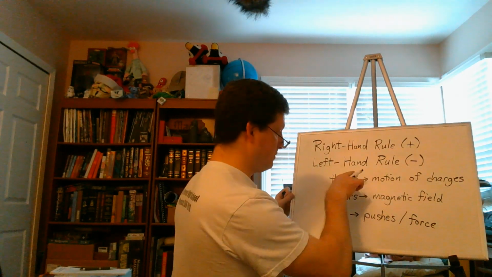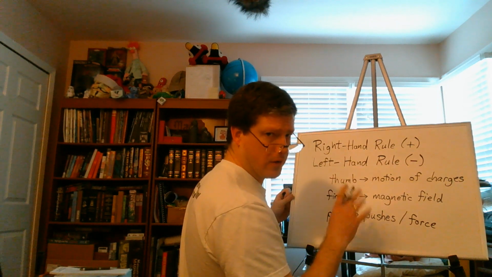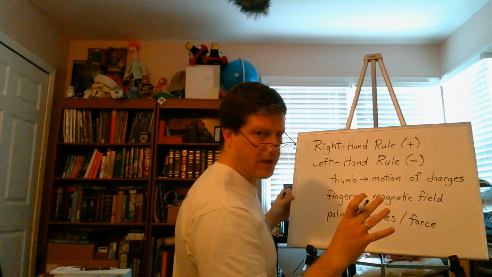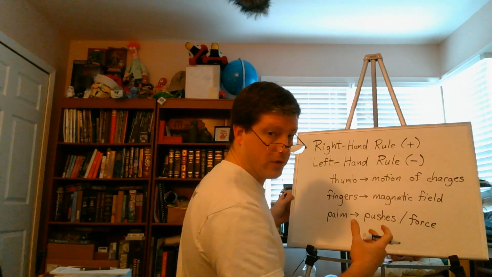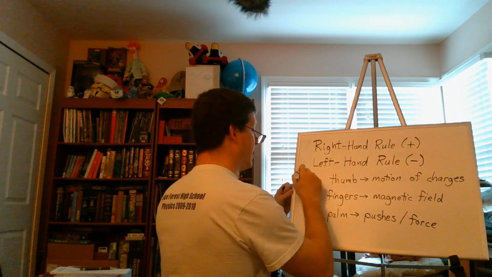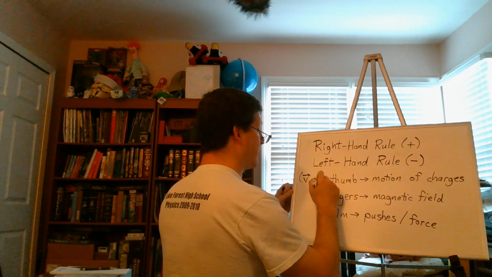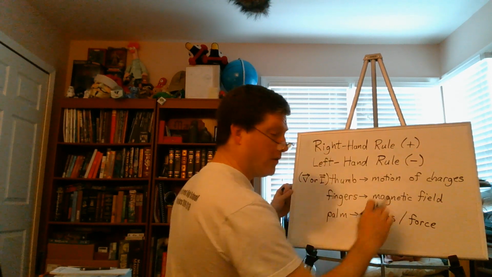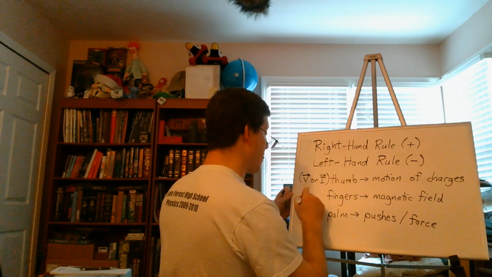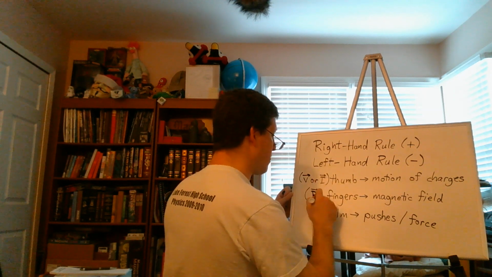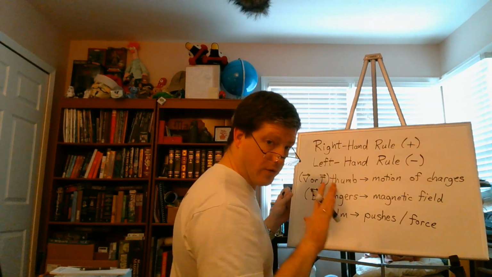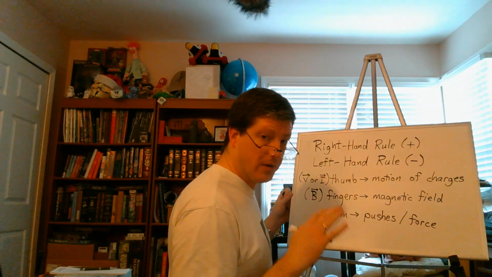Now I'm going to label each one of these with a vector quantity so that you're very clear, because sometimes people mess up what's a field, what's a force, and so on. So let's be very clear about that. What we mean by motion of charges usually is velocity or current. So I'm going to label that as a velocity vector or current vector. The fingers are the magnetic field, and the symbol we use for magnetic field is a capital B vector. And the palm is a force, and that's different from the field. The force is a push, and so what we're talking about there is F vector.